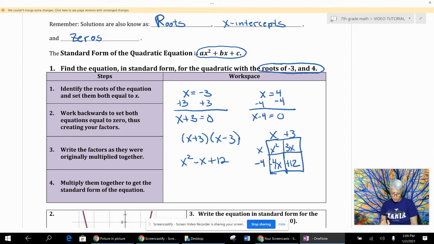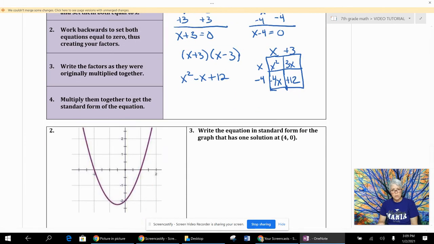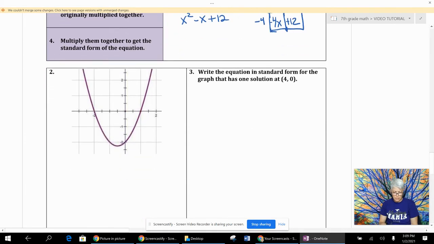Now, there's another method, and I think, let me look at some of our examples. I think I'm going to wait till we get to example number 3 to show you this cool method that I grew up with and is still used today. All right, look at the next one.